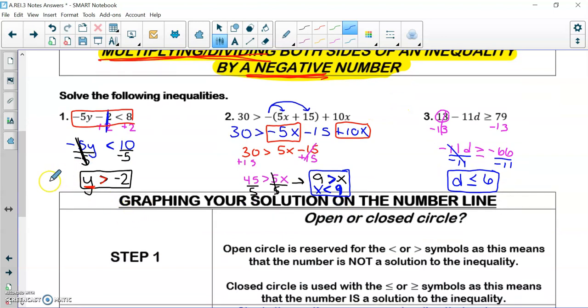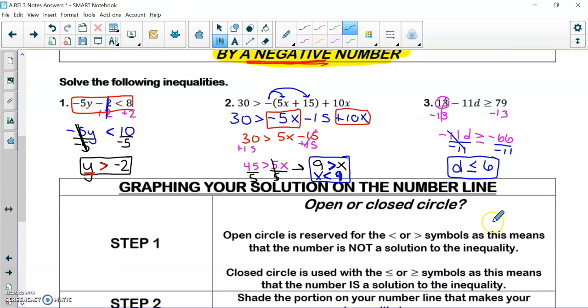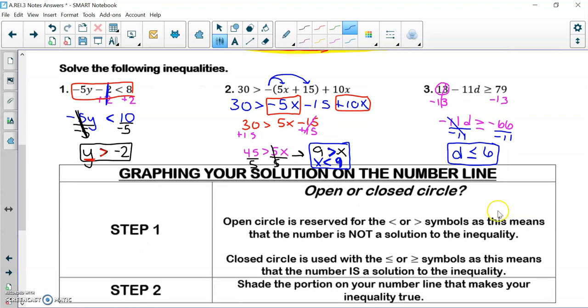All right, we have solved all these inequalities, but did you know that you could graph your solution to an inequality on the number line? Well, you can, and we're going to do that now.